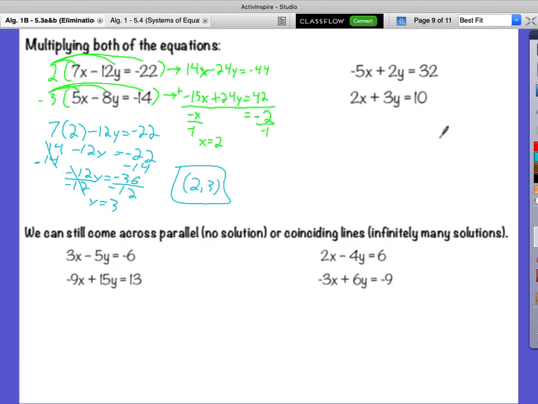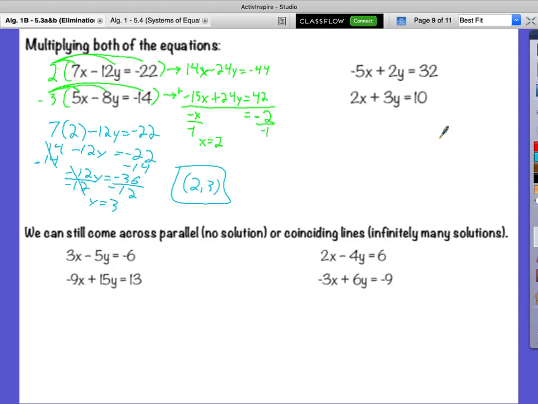Negative 5x plus 2y equals 32. 2x plus 3y equals 10. Okay? Are these equations lined up? We go through a little checklist. Are these lined up? Yeah, x, y equals number, awesome. Are we ready to eliminate? No. We don't have a set of x's or a set of y's that are the same number but different signs.